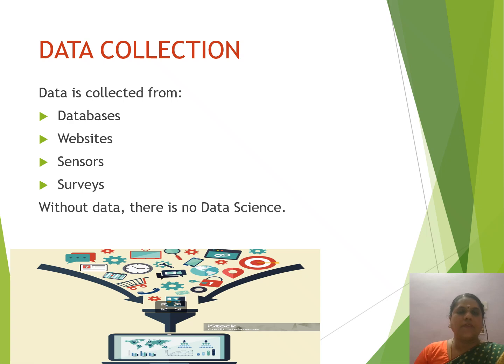The first step of the data science process life cycle is data collection. Without data, there is no data science. So the data will be collected from various resources like databases, websites, sensors, and surveys. The data can also be collected from various open source websites like Google and GitHub.